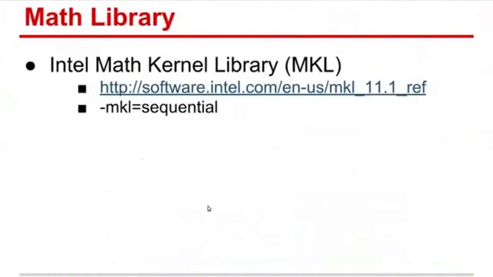Another way to optimize your code is to use optimized libraries. With the Intel compiler, you get something called the Math Kernel Library, which has library routines for doing linear algebra and FFT and such things. You can turn it on with the -mkl flag, set to sequential on our systems.